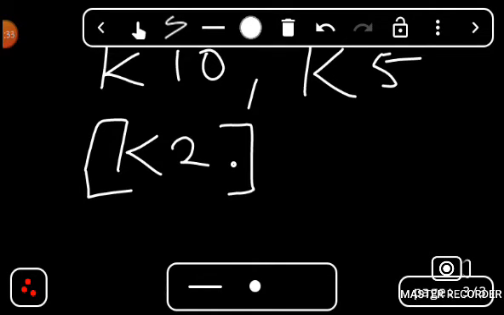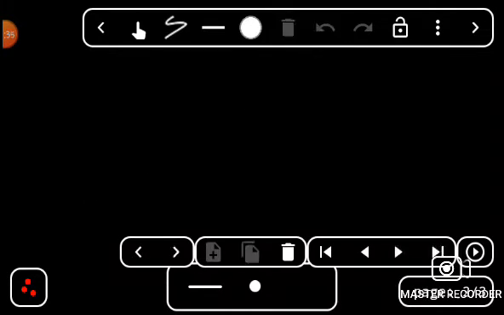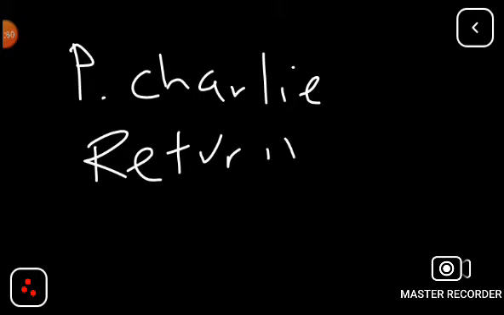So let's look at first the double entry. What's going to happen when we return some goods? The first step is that we are going to write P. Charlie here, and we are going to write the return outwards. Remember, this must always be our first thing to do. Then which one are we going to debit and which one are we going to credit?